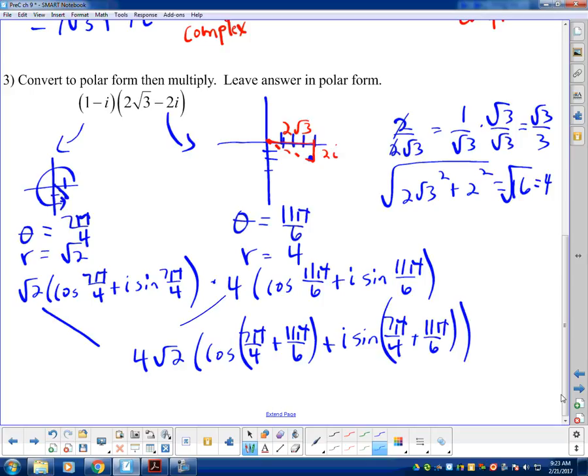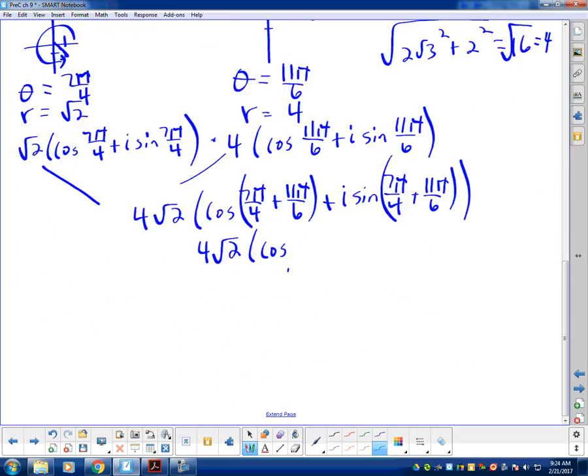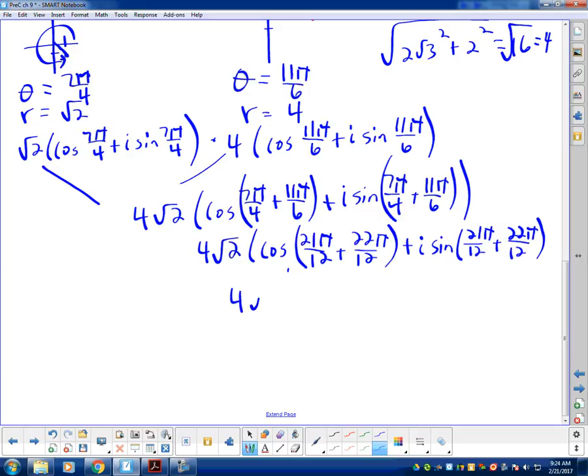So this is 4 root 2 cosine of whatever 7 pi over 4 plus 11 pi over 6 is. Common denominator is 12. So it'd be cosine of, if I multiply that by 3, 21 pi over 12, plus, multiply that by 2, 22 pi over 12, plus i sine of the same thing, 21 pi over 12 plus 22 pi over 12. And so this is 4 root 2 cosine of 43 pi over 12 plus i sine of the same thing.